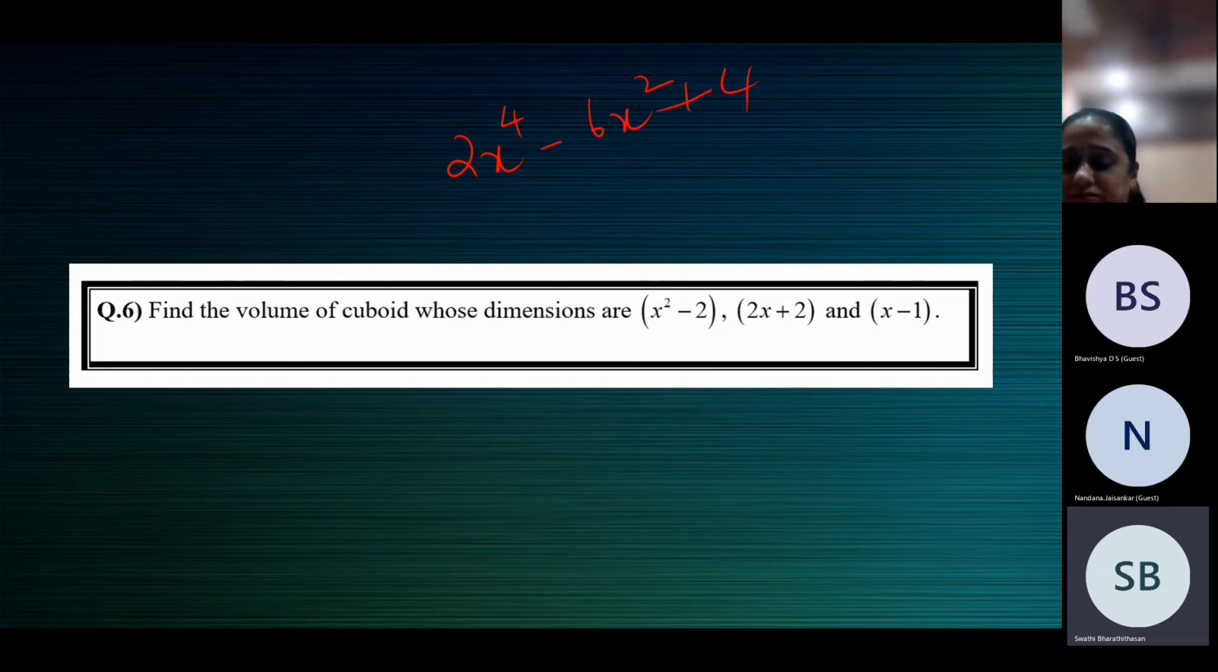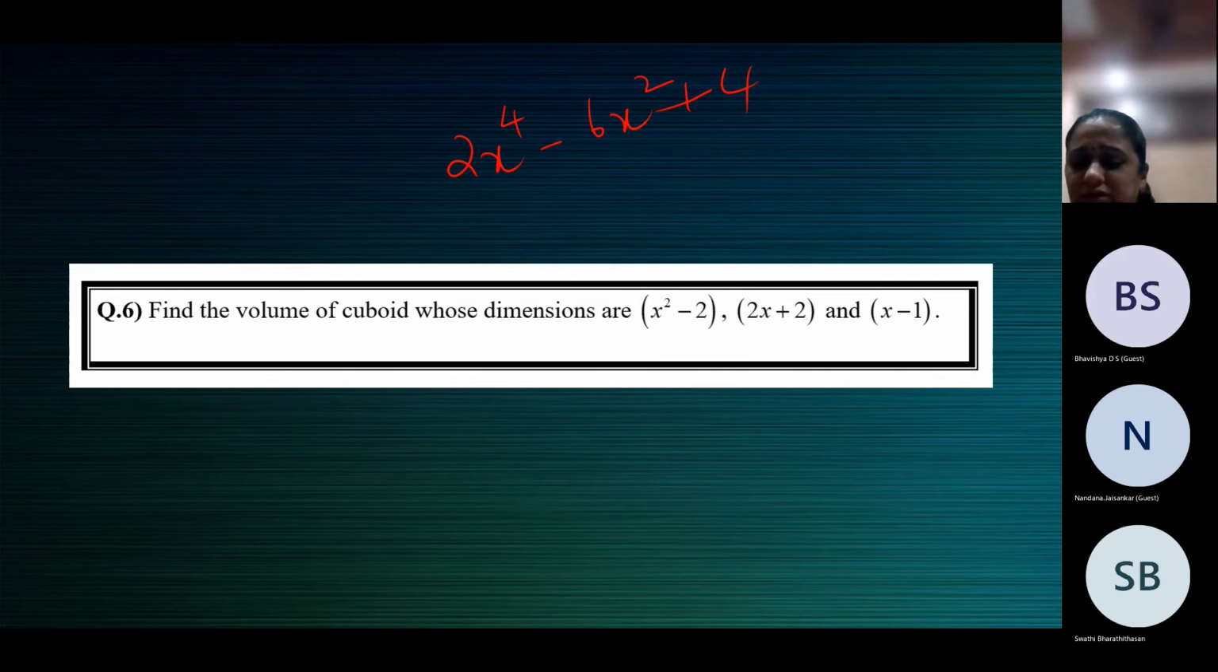Ma'am, I just separated the 2x plus 2. Inside I have written 2 and x plus 1. So 2 into x is 2x and 2 into 1 is 2. Where is the 2 outside? You have written 2 inside only, no? You have written 2x plus 1. Okay, then. Ma'am, I think I inserted the bracket wrong.